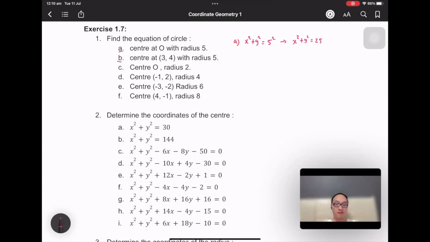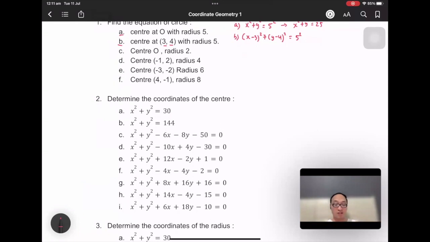Next, B, center 3, 4, radius 5. So B is x minus 3, yeah, this is A, and this is B, squared plus y minus 4 squared equals to 5 squared. You can express your answer in this form, or you can expand this when needed. Okay, you can try other numbers for your own practice.